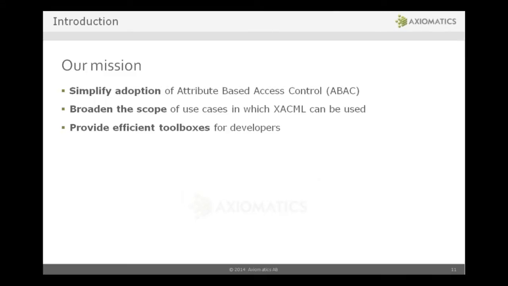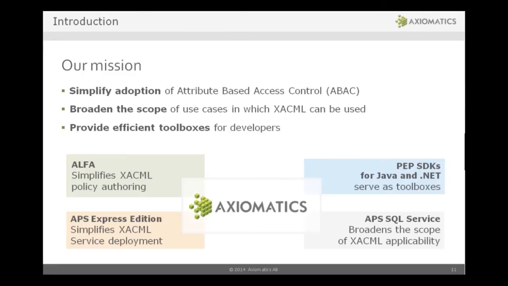Some of the initiatives that we have taken in this field: Alpha, the Axiomatics language for authorization, is a high-level language that simplifies the authoring of XACML policies. So that's in the Simplify group. Our PEP SDKs for .NET and Java respectively. The .NET SDK can also be equipped with an add-on where you can purchase an embedded .NET PDP, to provide toolboxes for developers.